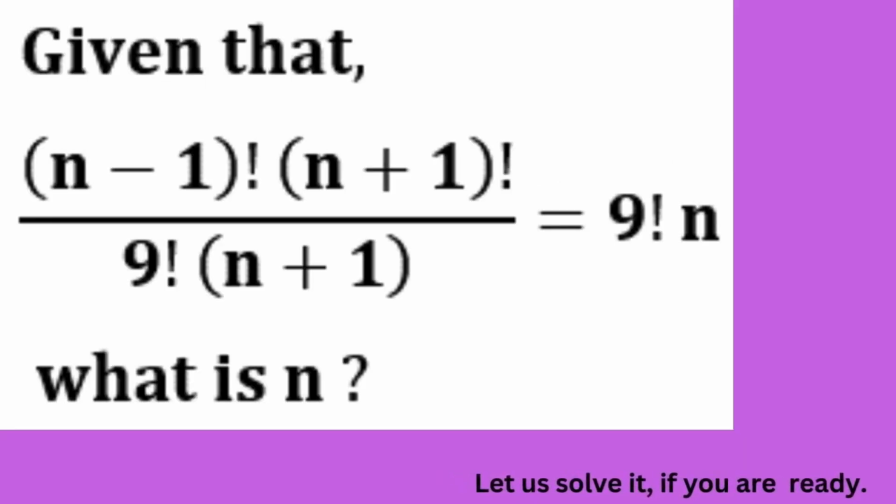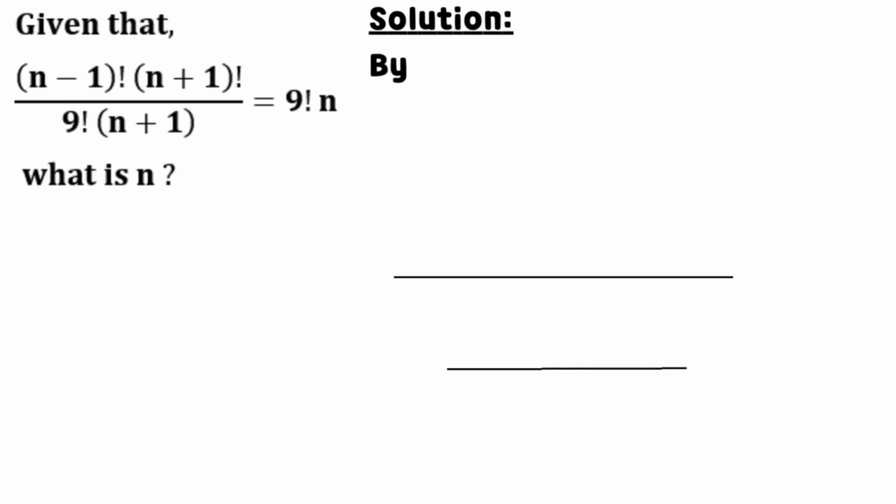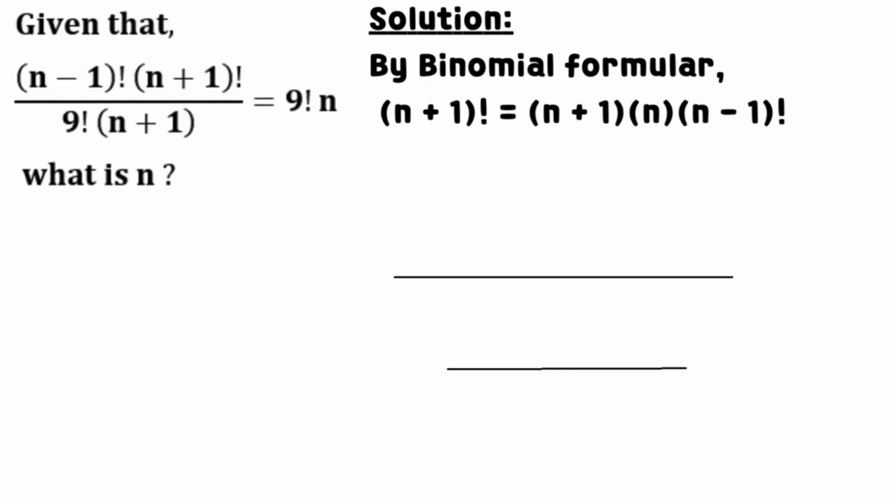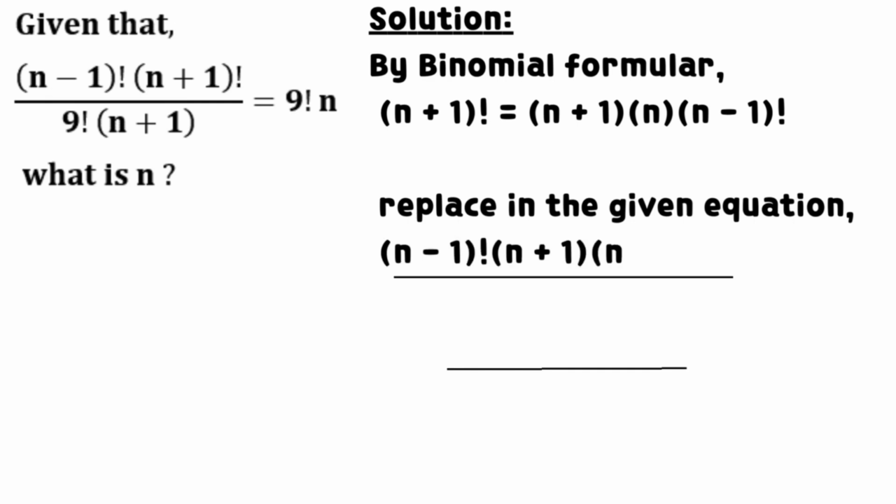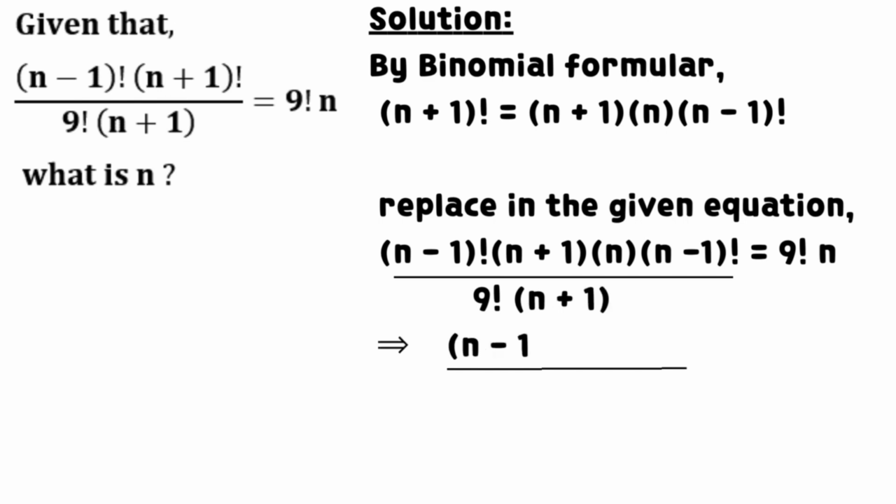What is the value of n in the factorial equation? From binomial formula, the sum of n and 1 factorial equals the product of the sum of n and 1, n and n minus 1 factorial. Replace this relation in the given equation as shown on the screen and simplify. We have that the product of n minus 1 factorial and n minus 1 factorial, all divided by 9 factorial equals 9 factorial.